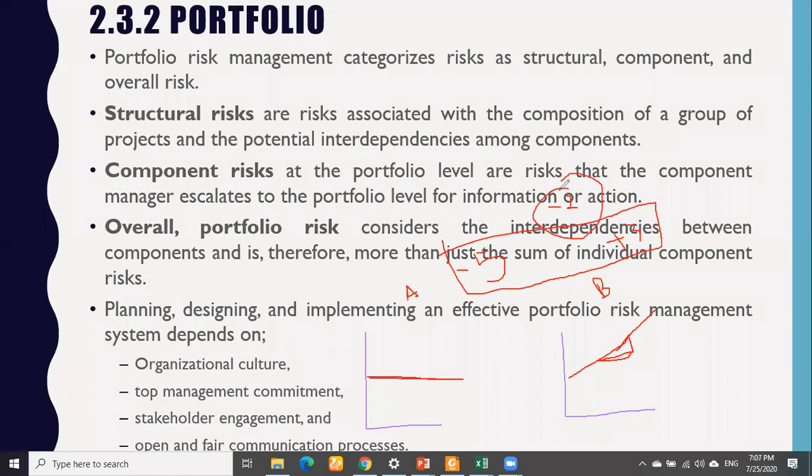For example, we say right here, whenever we are talking about the overall portfolio risk, it does not mean we take only the absolute value of the risk. We take the sign of their relationship as well. If the sign of the relationship is negative, they will nullify each other. One is positive, another is negative, so they will nullify each other. So that will reduce the risk level.